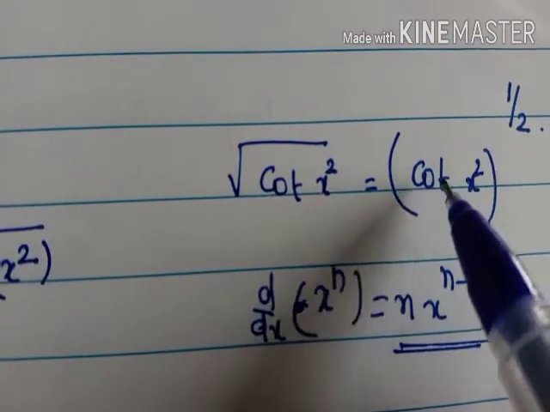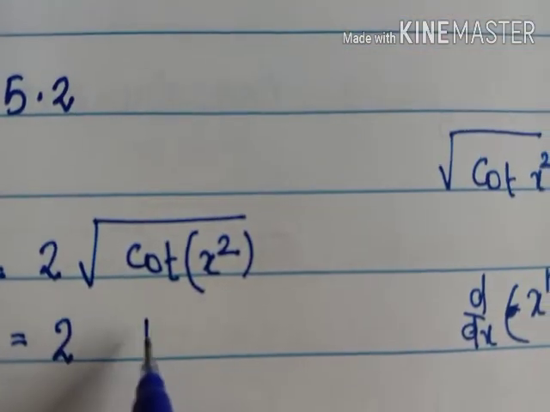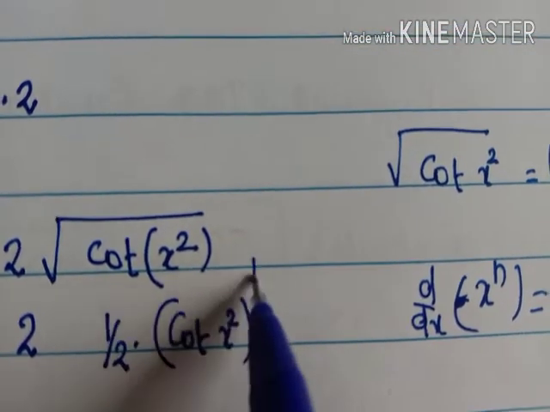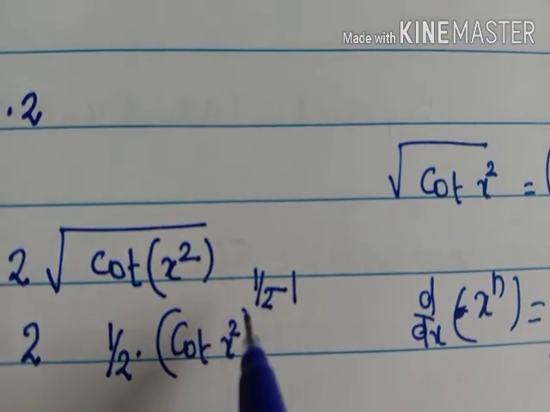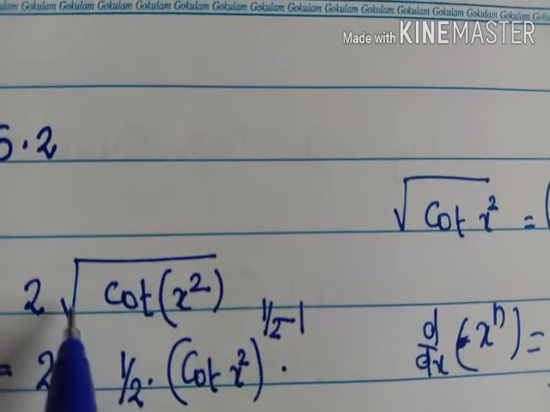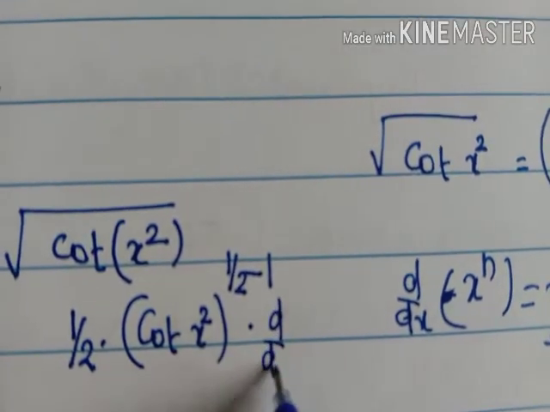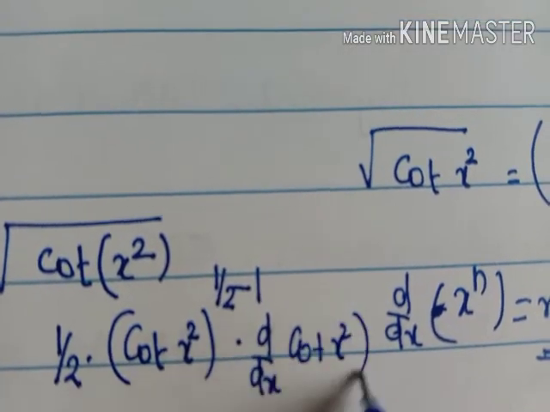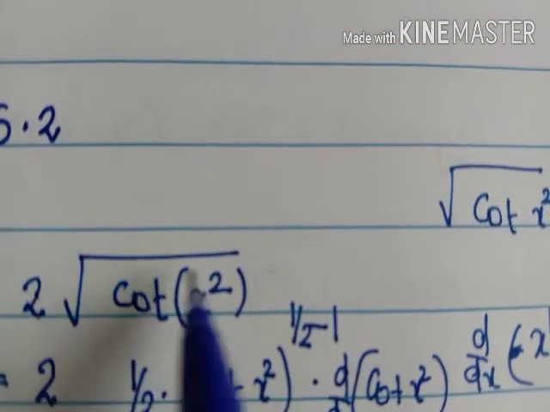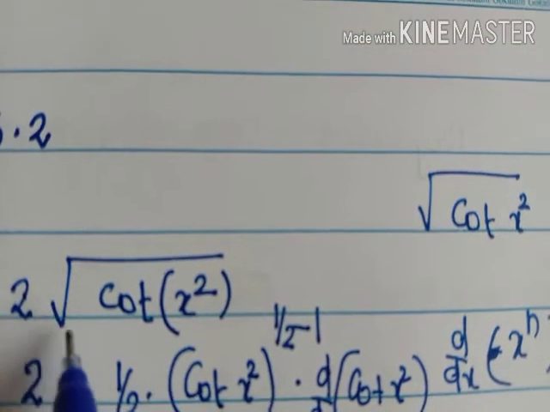So what is derivative of root cot x square? That is power into cot x square raised to power minus 1, that is 1 by 2 minus 1, into d by dx of cot x square. So 2 is constant. First we differentiate root of a function into derivative of the function inside this radical notation.